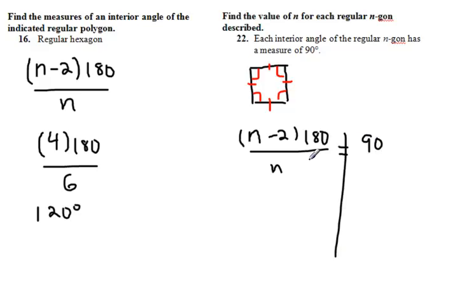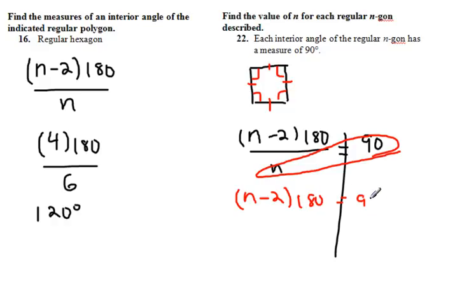Alright, so this algebra is a little bit tougher to work out. The first thing you want to do is multiply both sides by n in this case. So you get n minus 2 times 180 is equal to 90n. What does this do? Well, it just separates the variable out of the denominator so we can isolate it. You want to distribute this 180. So we get 180n minus 360 is equal to 90n.